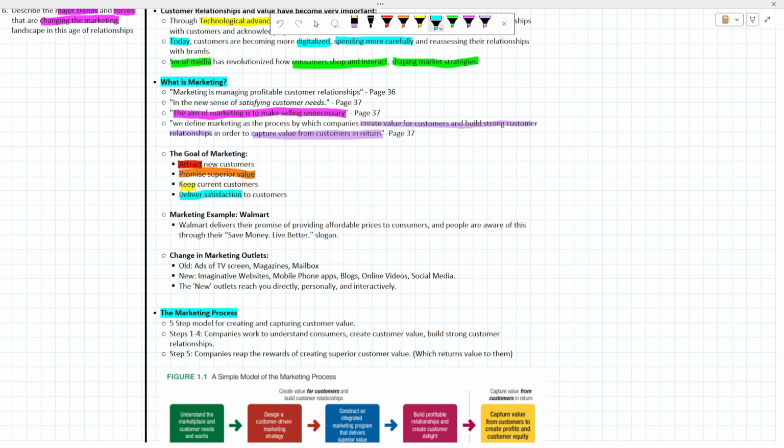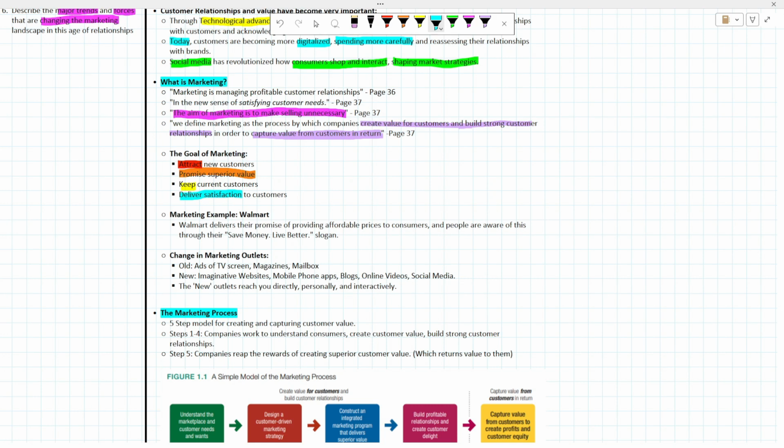So, marketing example, let's look at Walmart here. Walmart delivers their promise of providing affordable prices to consumers, and people are aware of this through their Save Money, Live Better slogan. So, this is a goal of their marketing where they're promising superior value over their competitors of having more affordable prices.